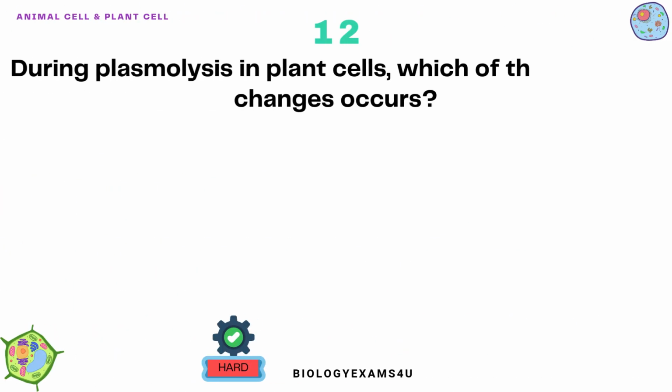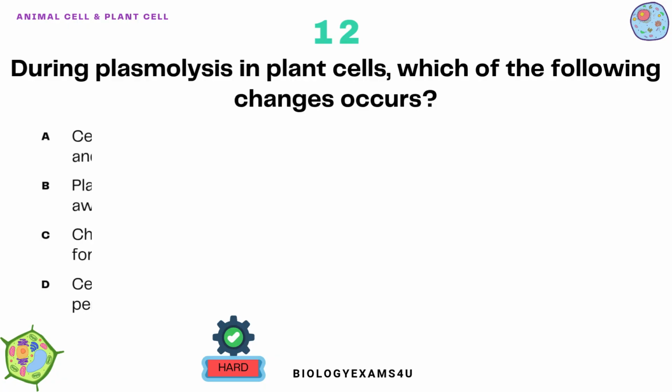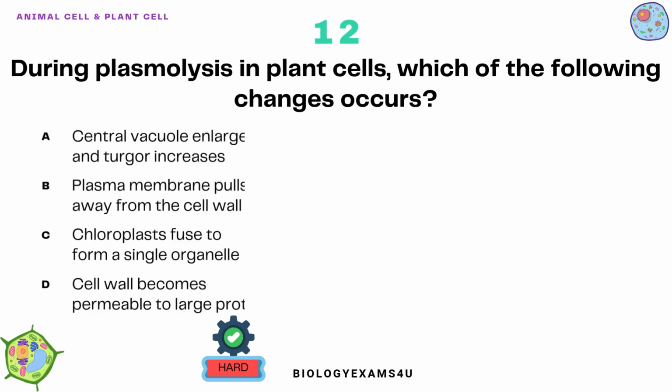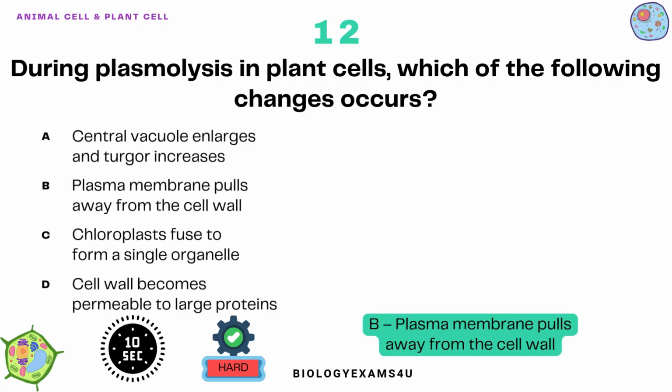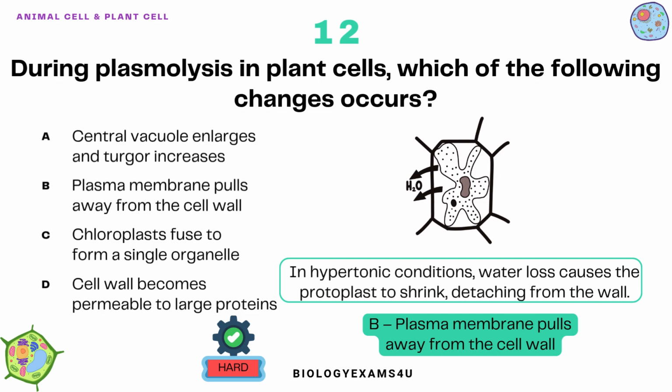Question number 12. During plasmolysis in plant cells, which of the following changes occurs? These are the options. The answer is plasma membrane pulls away from the cell wall in hypertonic solution, detaching from the cell wall.